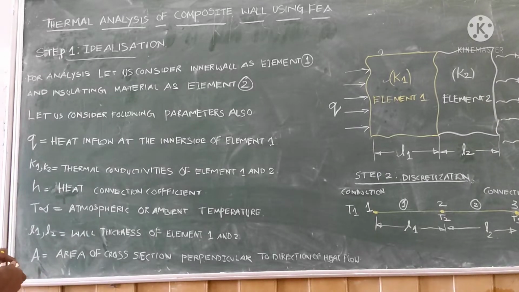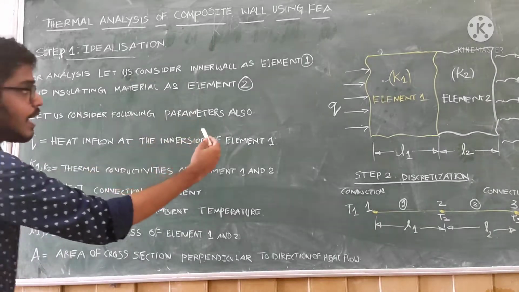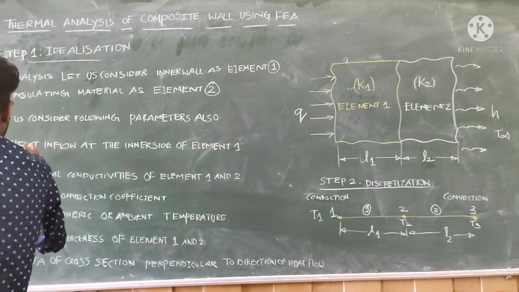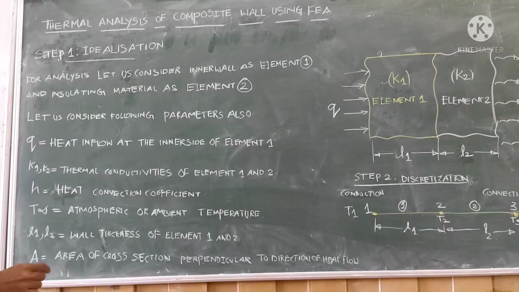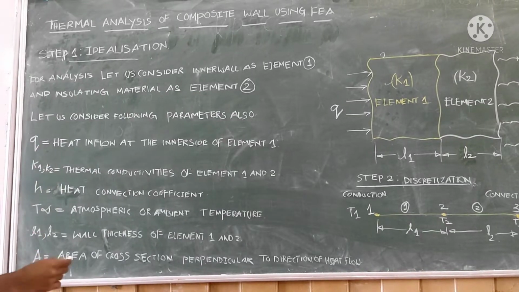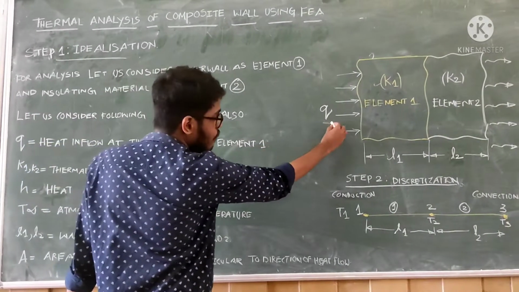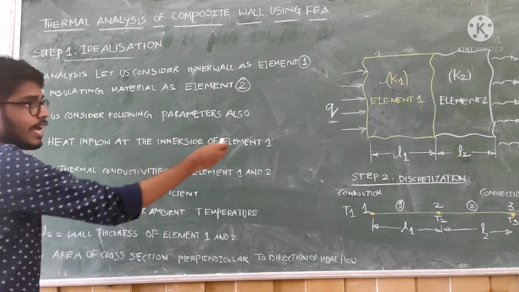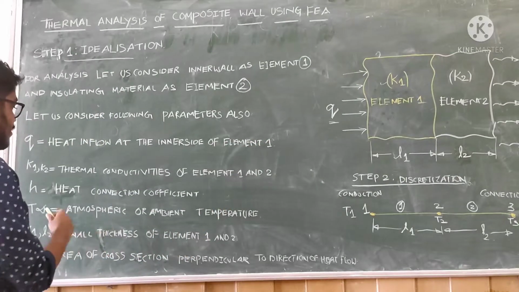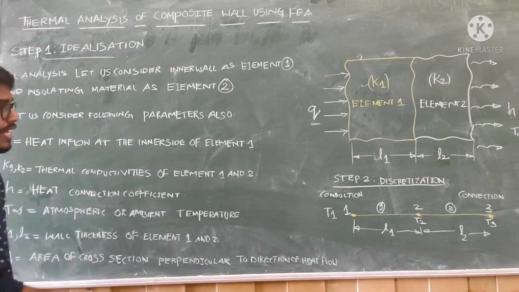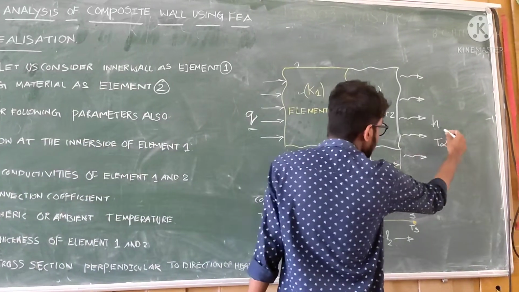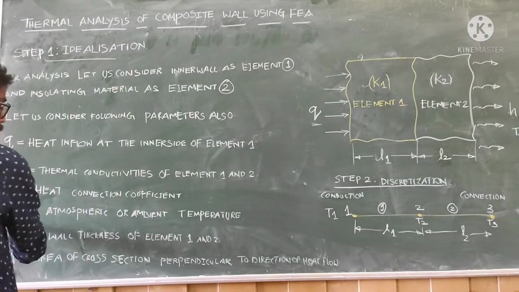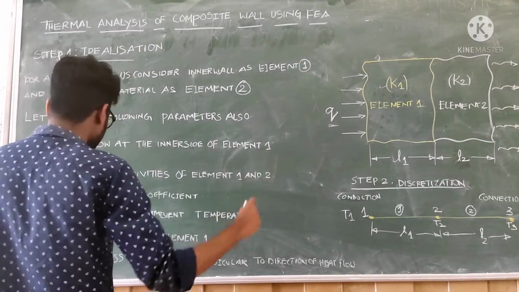For analysis, we take an inner wall as element 1 and an outer wall, that is an insulating material, as element 2. Let us consider following parameters also. Q is the heat inflow at the inner side of element 1. K1 and K2 are thermal conductivities of element 1 and 2. Then H is heat conduction coefficient or heat transfer coefficient, which is transfer heat to atmosphere. T infinity is the atmospheric or ambient temperature.